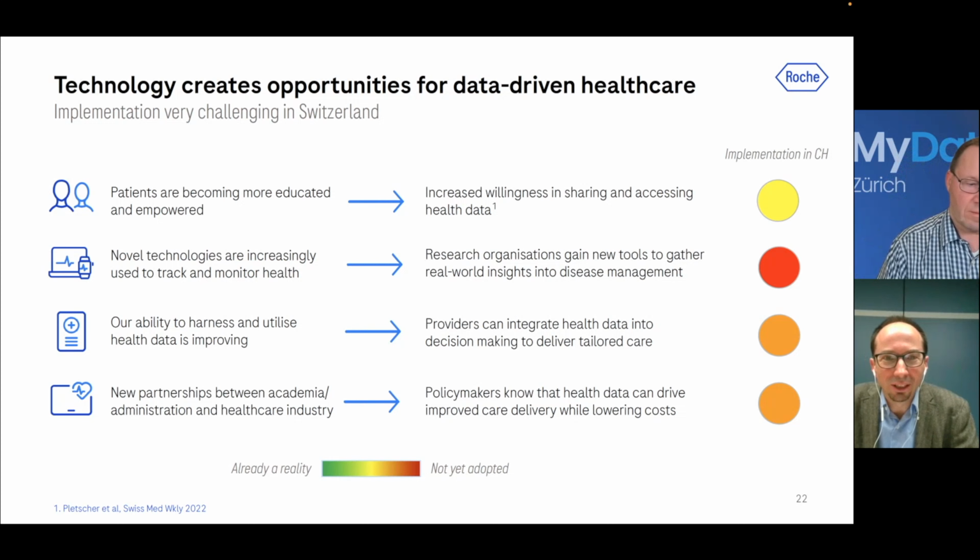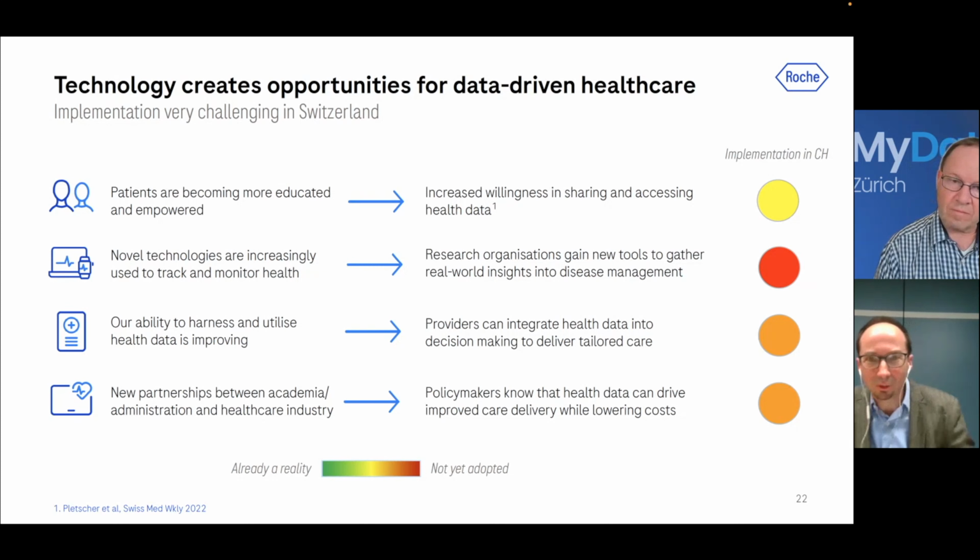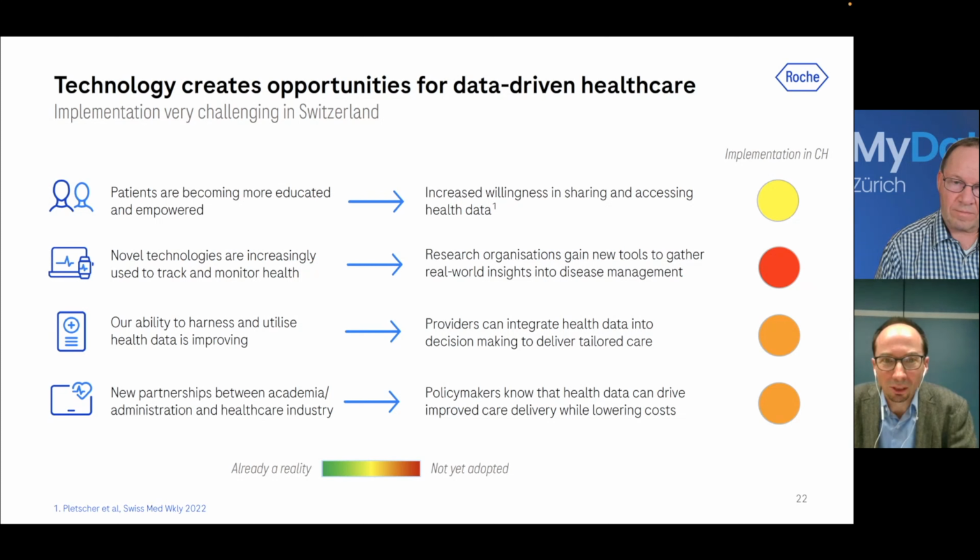The next thing is also the ability to harness and utilize health data. It is actually improving, but can we integrate it into health data to use for decision making? Very far away. We are also very happy as a company. We have very good partnerships with academia. There is interest in working together.